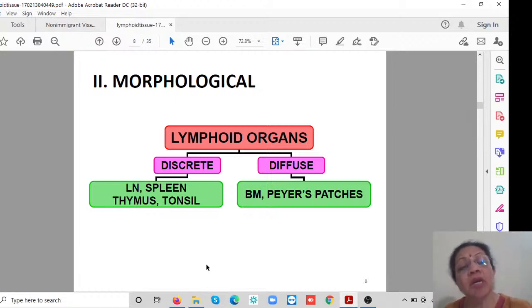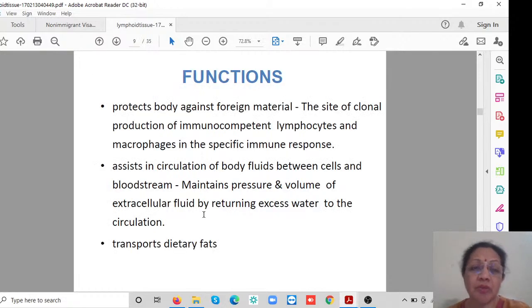Another way to classify them would be discrete lymphoid organs, which can be seen separately like different things which have a location and a margin, or diffuse lymphoid tissue, which is actually the larger quantum of lymphoid tissue, in the form of Peyer's patches and bone marrow. So lymph nodes, spleen, thymus, tonsil are the four discrete lymphoid organs that we know, and we will look at them under the microscope.